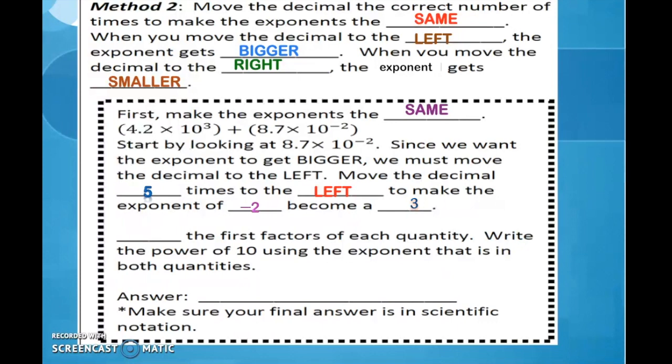After we do that, we are going to add the first factors of each quantity. Then we're going to write the power of 10 using the exponent that's in both quantities. Hope that's making sense right now. After we add the two quantities together, it's going to leave us with our final answer in scientific notation. Hope that makes sense. And don't worry, we are going to practice. You'll see what this is going to look like in real time when we meet to have our class discussion.